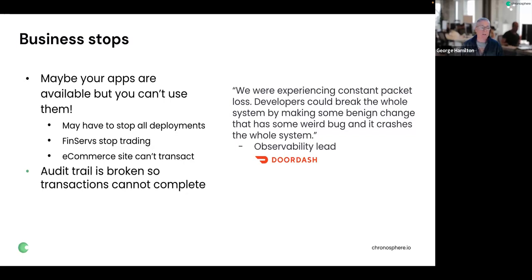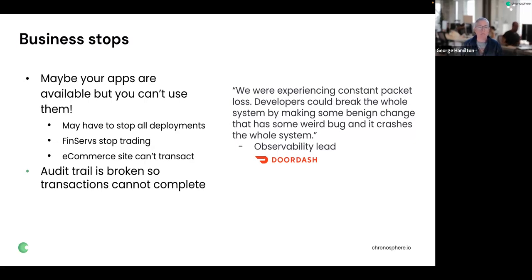If you're a financial services firm, you've got to stop trading if that's what your business is. An e-commerce site, you can't transact. When the audit trails are broken, transactions, you can't complete them. So it's hugely disruptive. Basically, everything is up and running, it's only my observability that's down, but basically my business has to stop until it comes up.